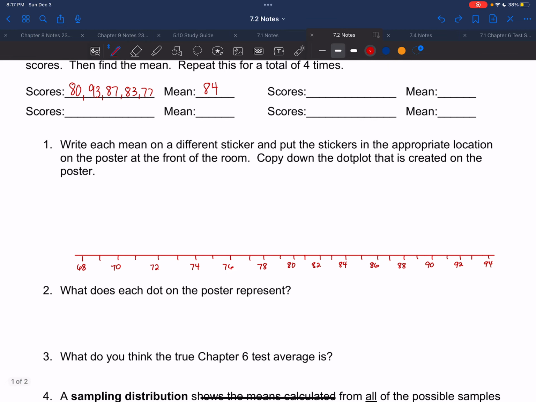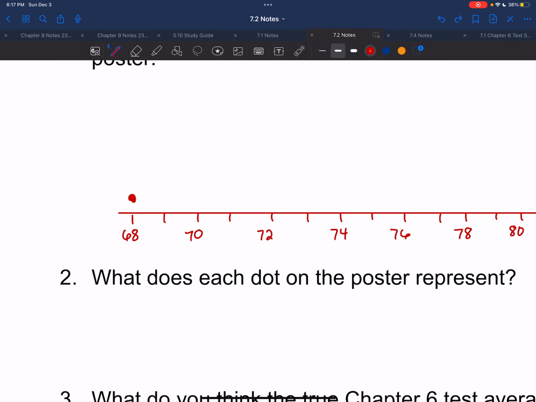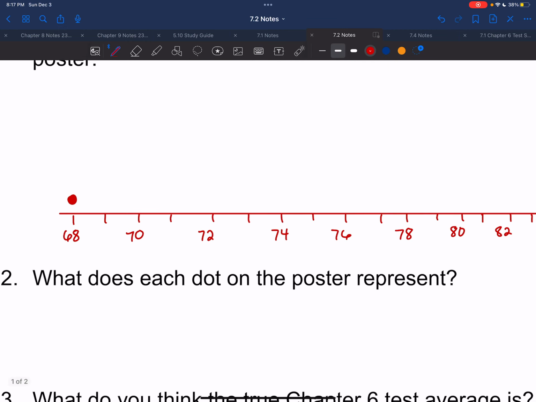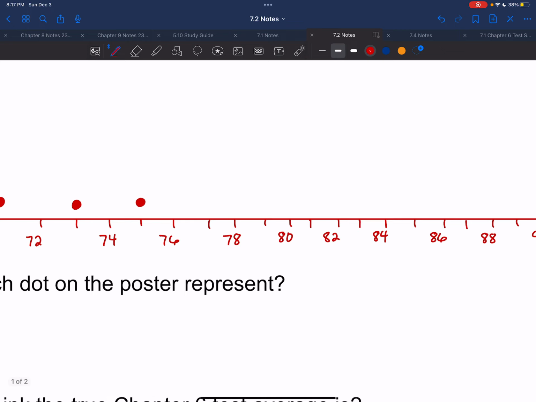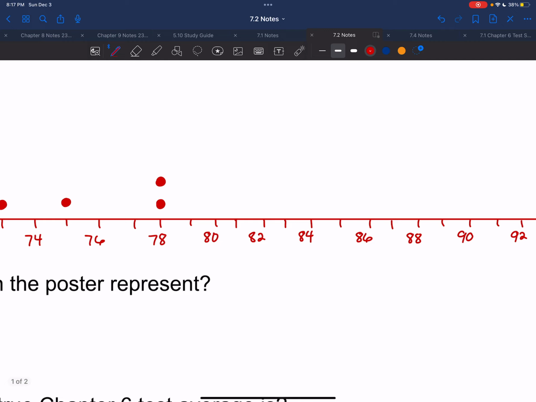So I had one dot at 68. I had one at 71 and 73. I had one at 75. I had two at 78. Two at 79 and 80.